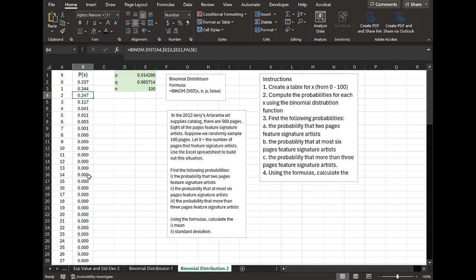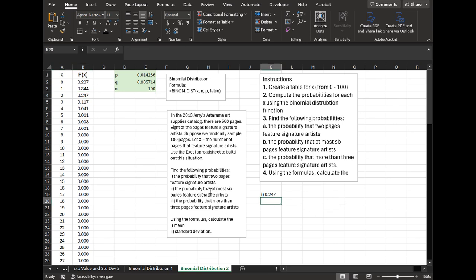So now that I'm here, I can answer these questions. It says find the probability that 2 pages feature signature artists. Well, I can see now the probability that 2 pages feature signature artists is this 0.247, right? That's exactly what we're looking for.